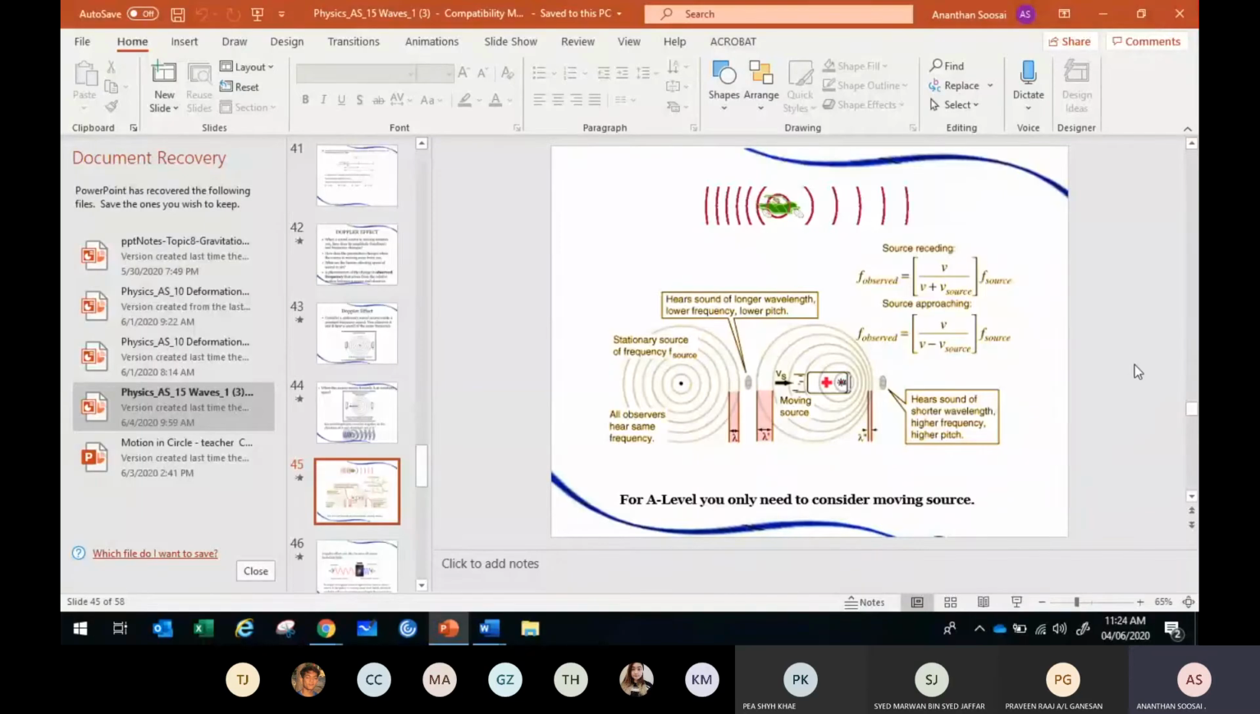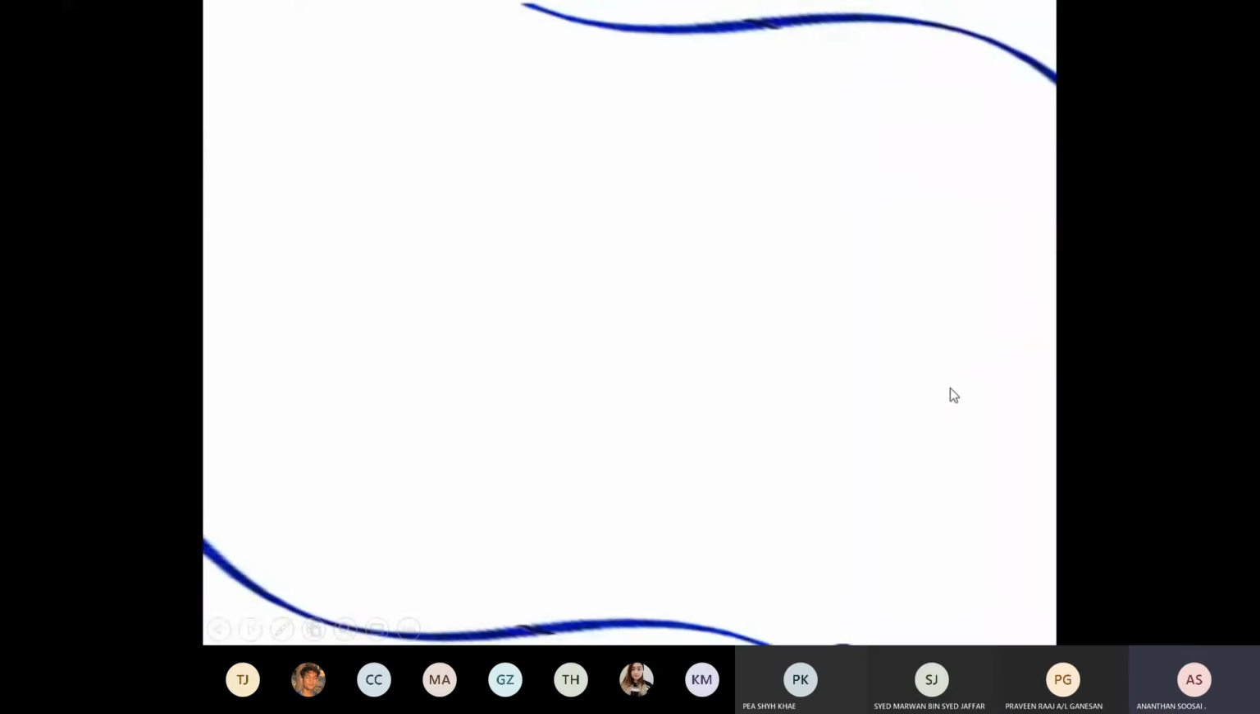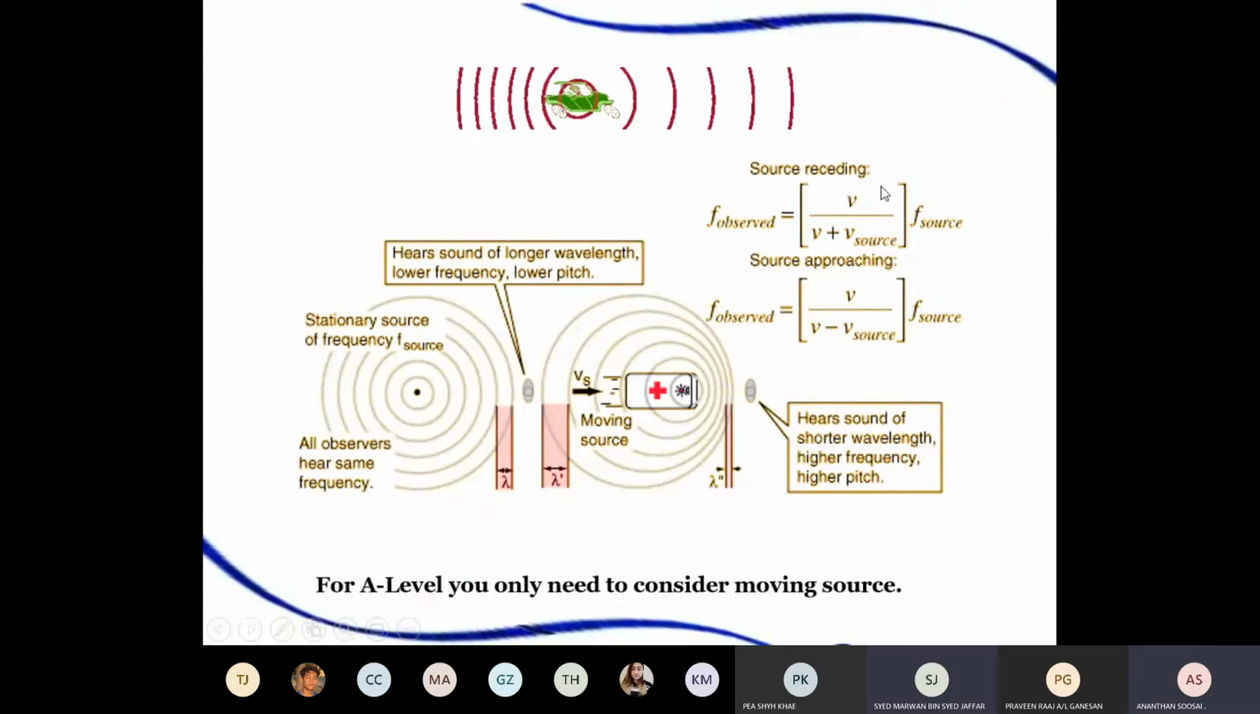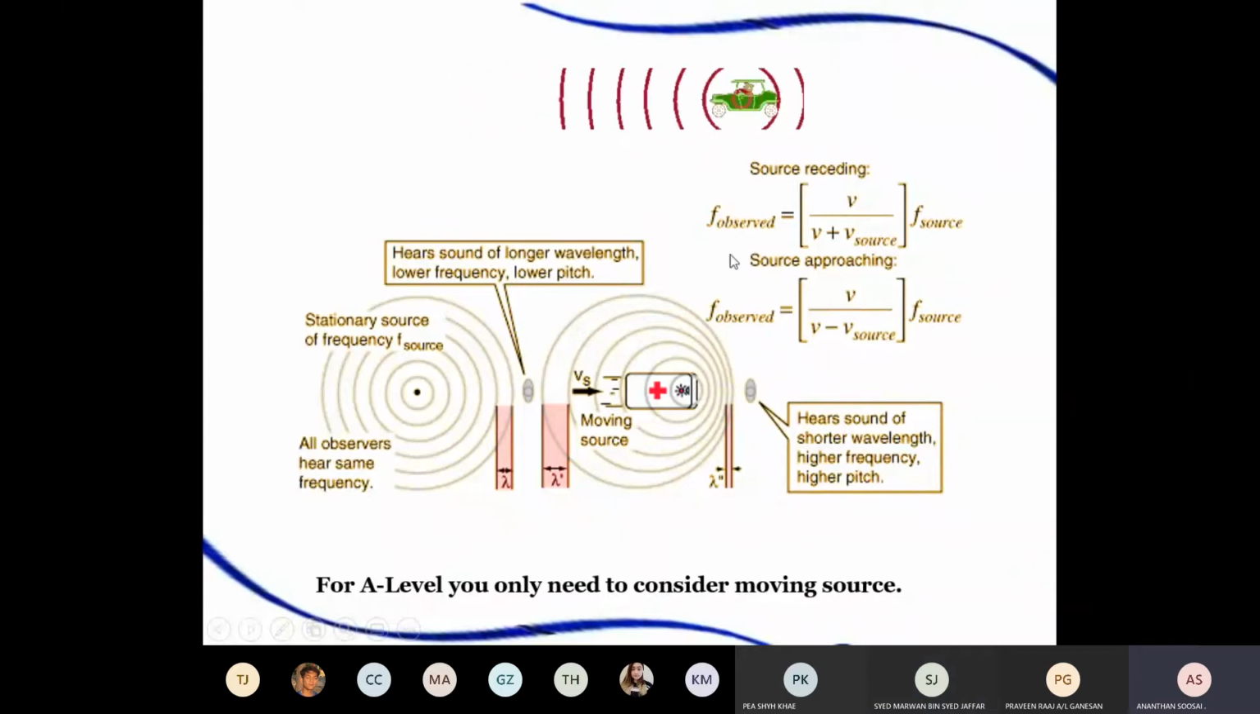Okay, class. Remember this formula. This is the final one. I already derived the second one for you. When you move closer to the observer, you get the second one, minus V source. When you move away, then you get plus V source. In the exam, you need to remember these two formulas.